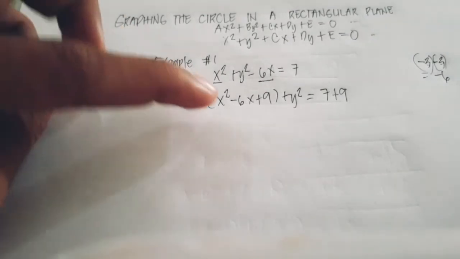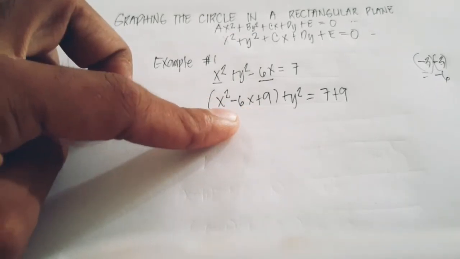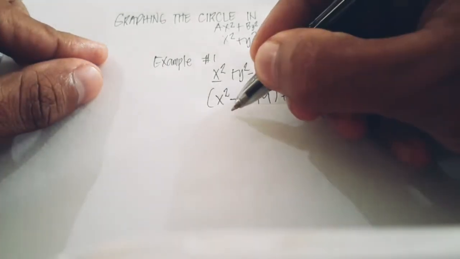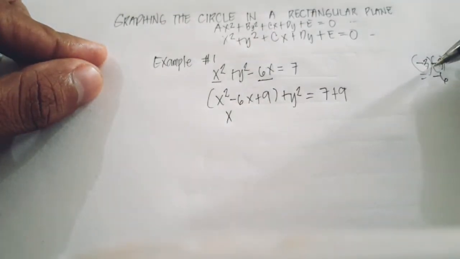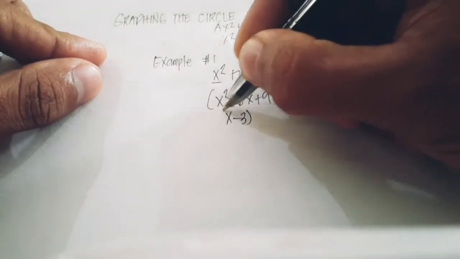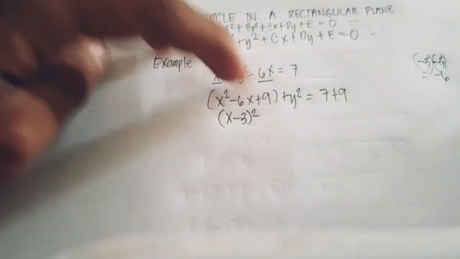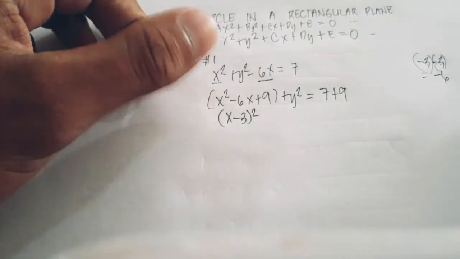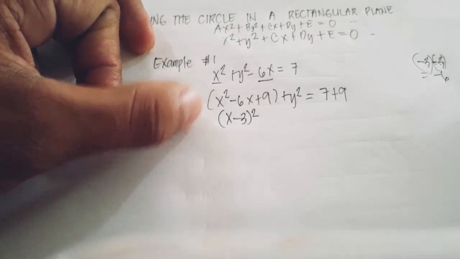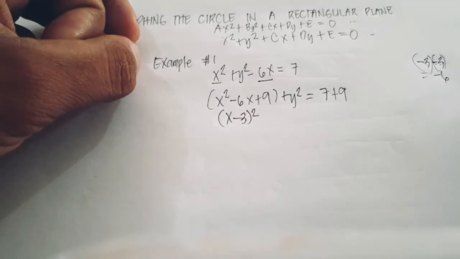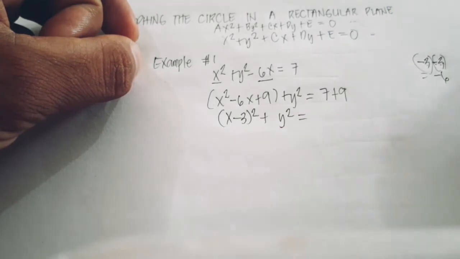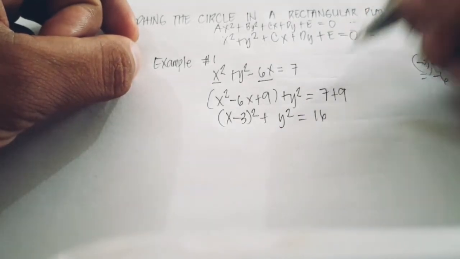Understood? Okay, so if we factor this trinomial, this is what we call a perfect square trinomial. So this is x, and the number that we found earlier is negative 3, so x minus 3 squared. We perfected the square so that it becomes a perfect square trinomial, and then we factor it. So x minus 3 squared plus y squared equals 7 plus 9, which is 16.